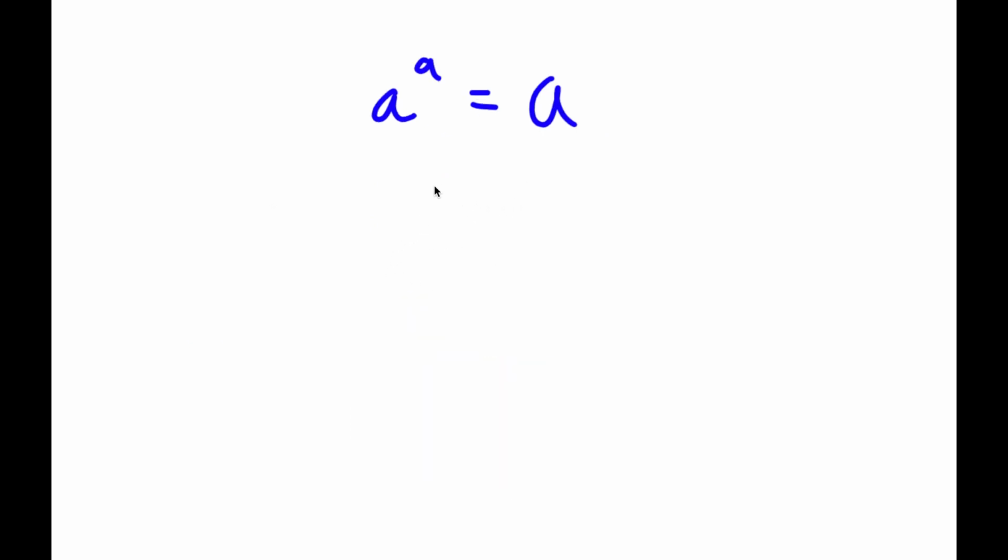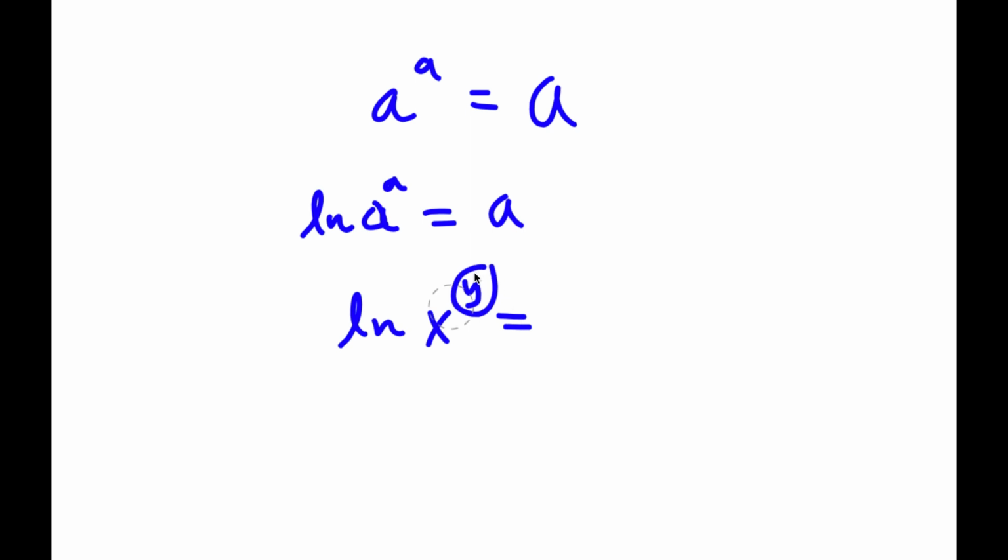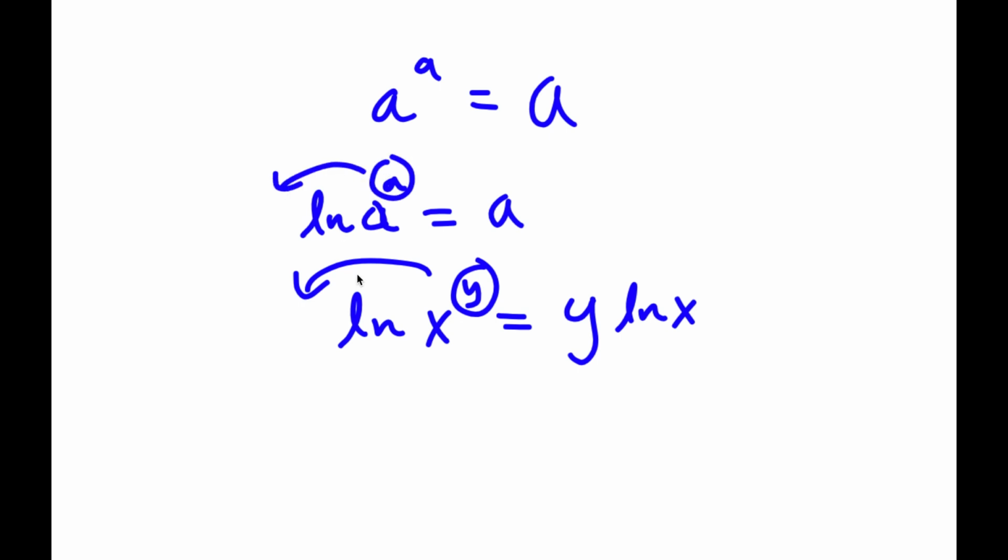Alright, so in this problem, I have a to the power of a is equal to a. To solve this, the first thing I'm going to do is take the ln on both sides. So now I have ln a to the power of a is equal to ln a. If I have something in the form ln x to the power of y, I can move the exponent y to the front, so this equals y times ln x. In this case, I can move a to the front, so this is going to equal a times ln a, which is equal to ln a, because I took ln on both sides.